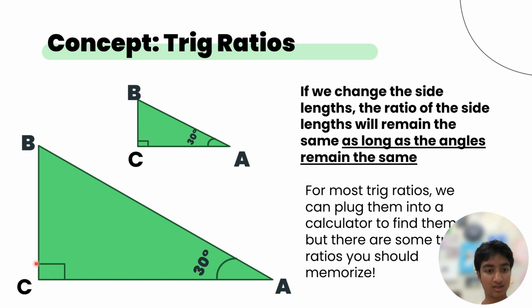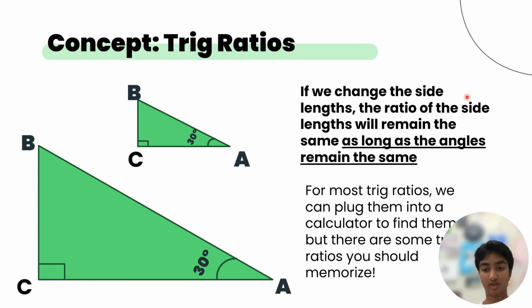As you can see here, there's a little square in the corner, meaning it's 90 degrees. And then this is 30 degrees, as it shows. So that means that these are proportional. No matter what, the ratios will be the same. And the ratios, remember, are SOHCAHTOA: sine, cosine, and tangent.